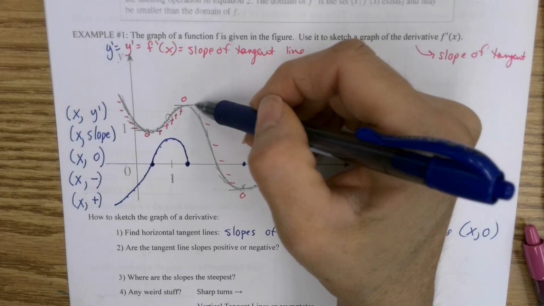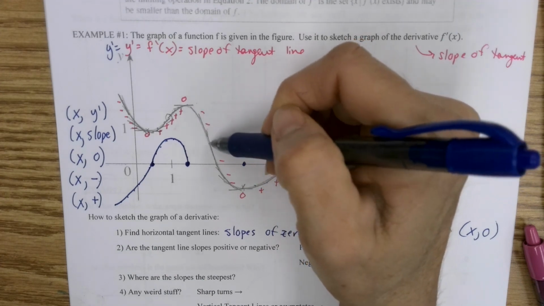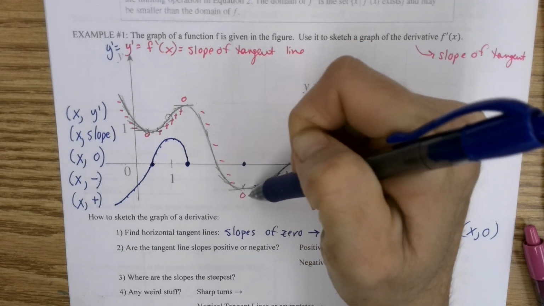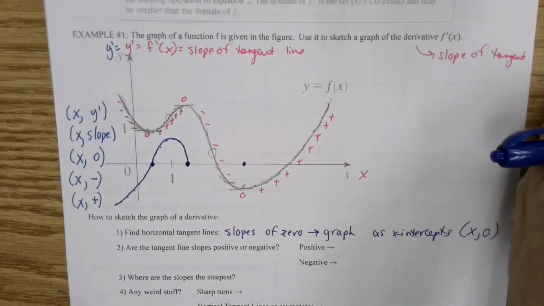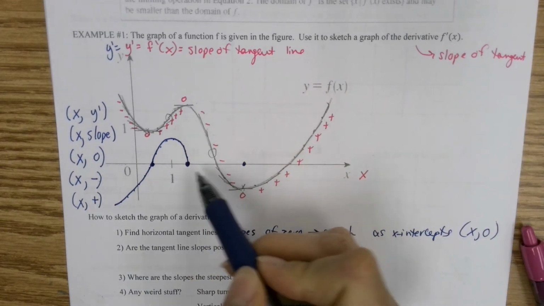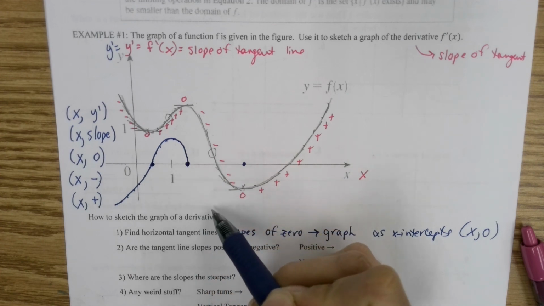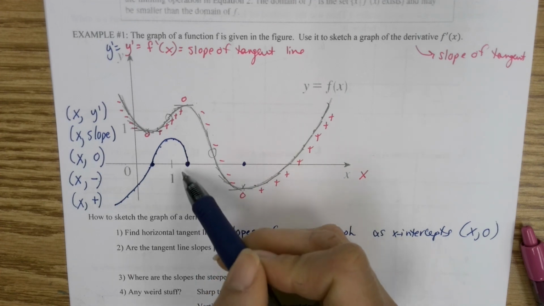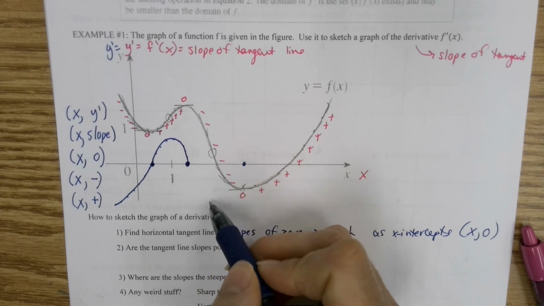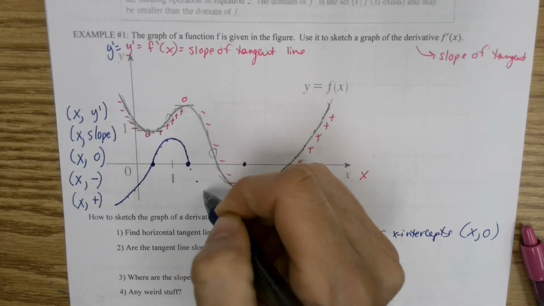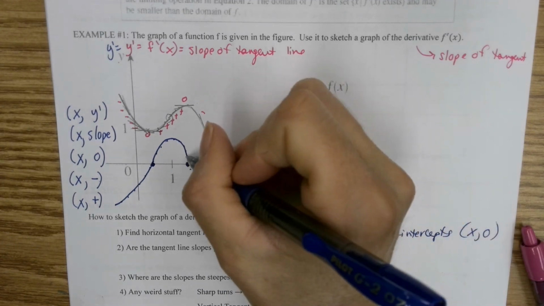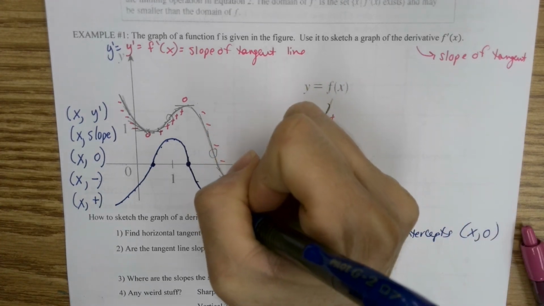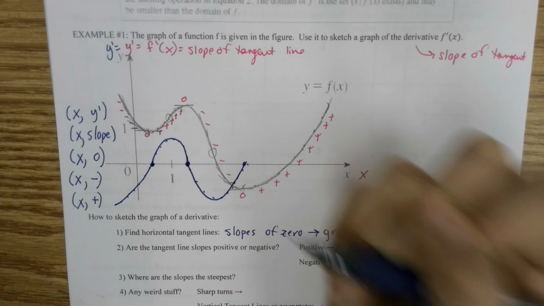And then I now have an interval where all of these tangent lines have negative slopes. Where do I think it's the most steep? Maybe right around here. So if these all have negative slopes, these points are going to be below the axis where y values are negative. And the steepest point I think is down here. So I'm thinking maybe it's going to do something like that. So I'm going to connect these.